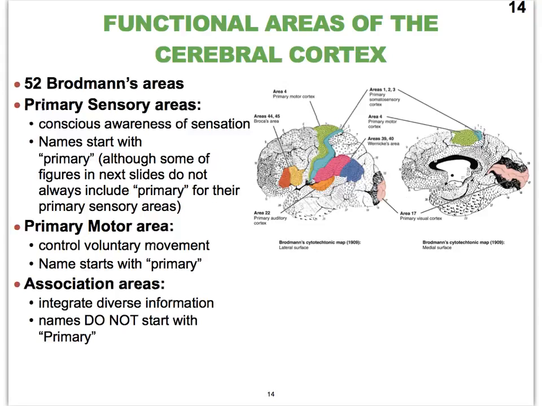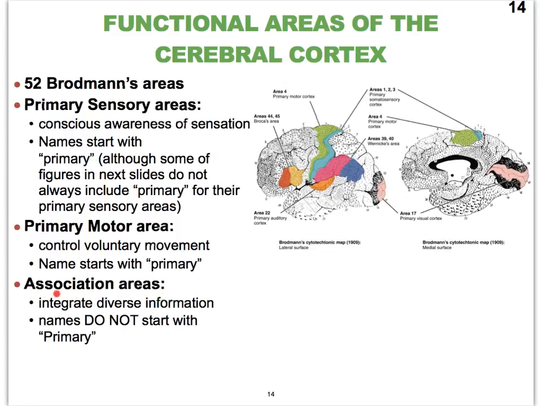And we'll point out some of the association areas. Primary sensory areas, of course, are areas that allow us to consciously interpret information that is arriving in the brain, so stimuli that have been converted into electrical signals. On the other hand, a primary motor area is going to be responsible for sending out action potentials that eventually reach our skeletal muscles so that we can voluntarily contract them. So there's control of our voluntary movements in the primary motor area.